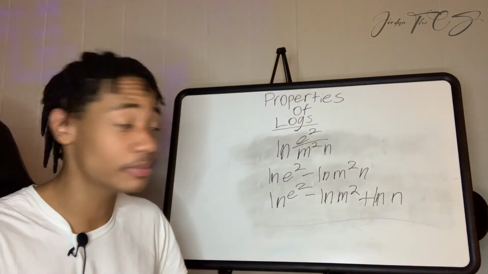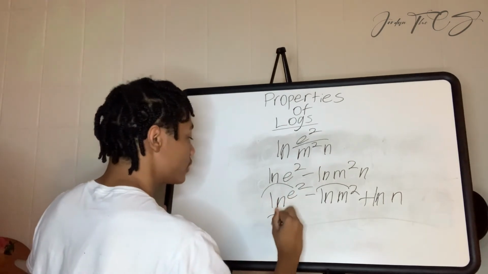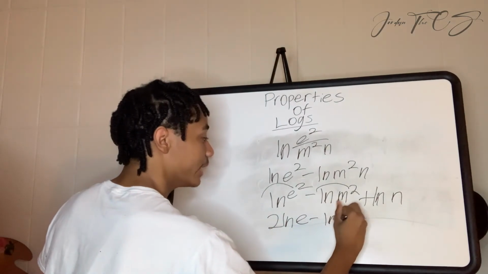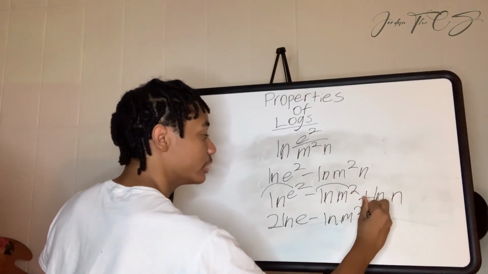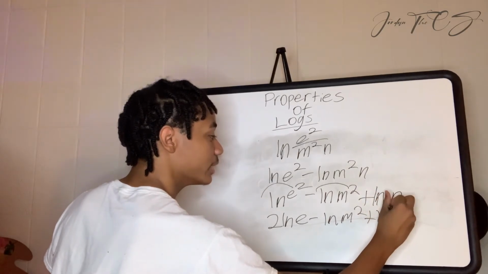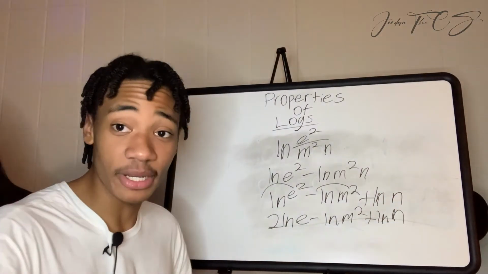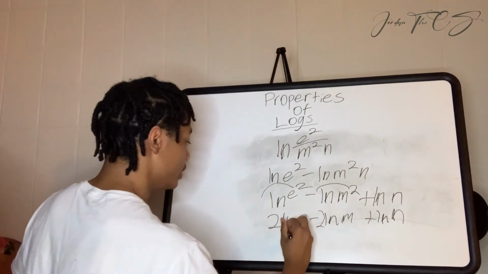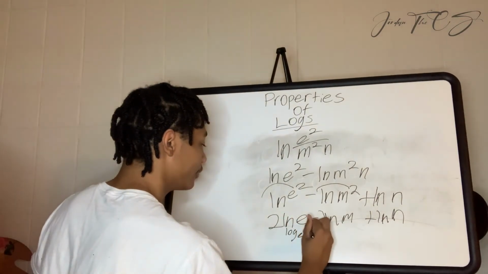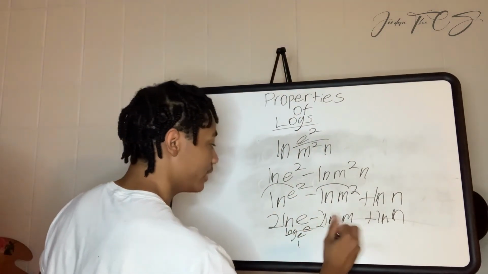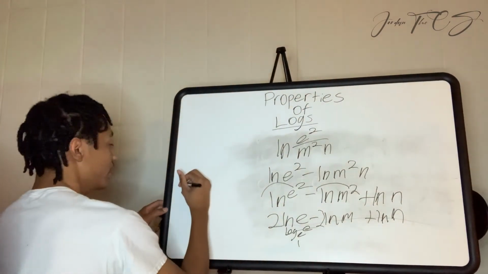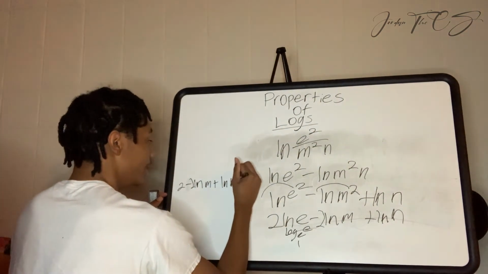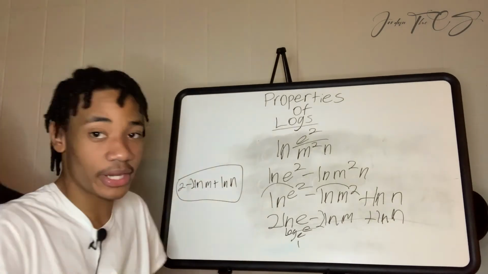And we're still not done, because remember, we can bring these to the front. So I'm going to have 2 ln e minus ln m squared plus ln n. And I made a mistake again. That 2 is getting brought down to the front. And remember, ln of e is basically log base e of e, which is going to be 1. So I'm going to have, I'll write it in this corner, hopefully it fits, 2 ln m plus ln n. And that right there is my answer, guys.